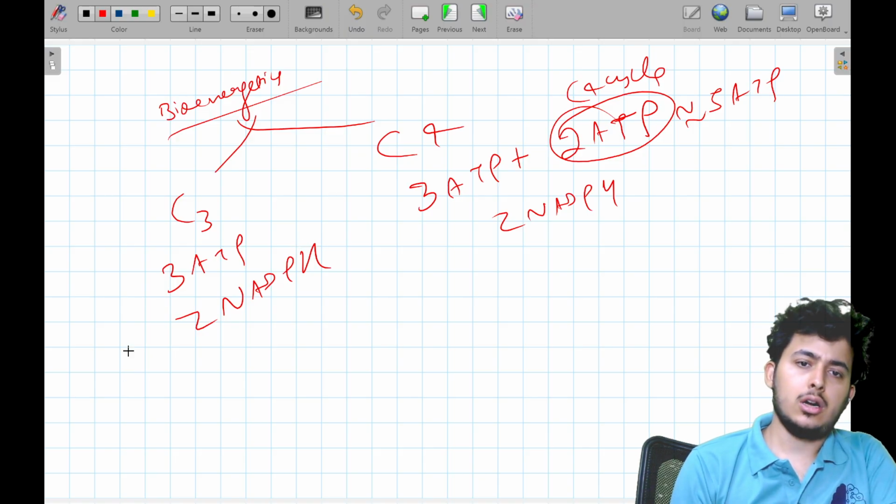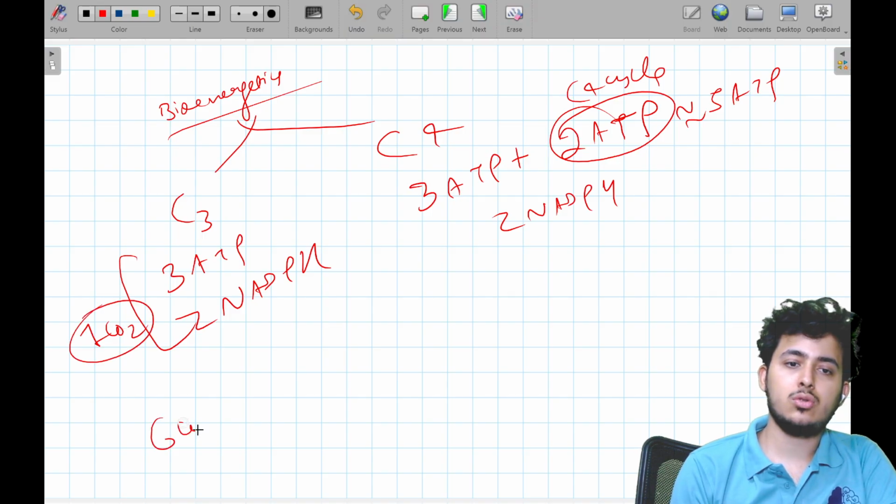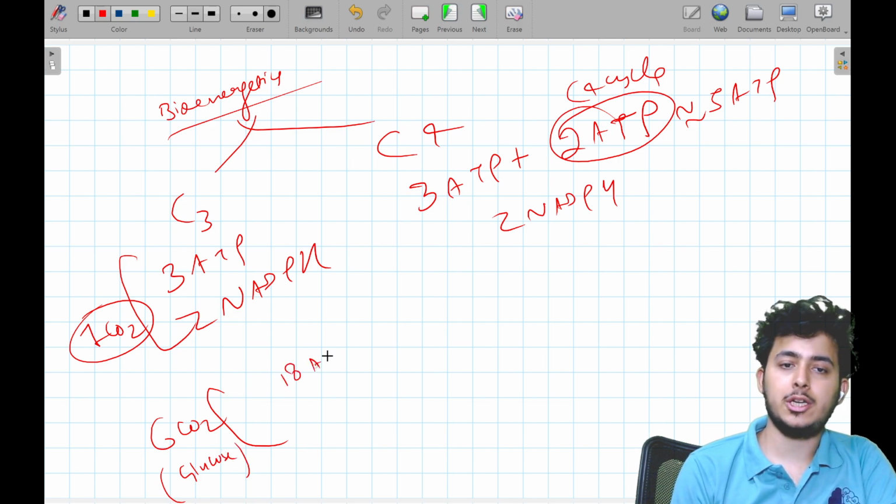This is what is required to fix one CO2. For 6 CO2, that is to make one molecule of glucose, you will multiply everything by 6. So it will be 18 ATP.